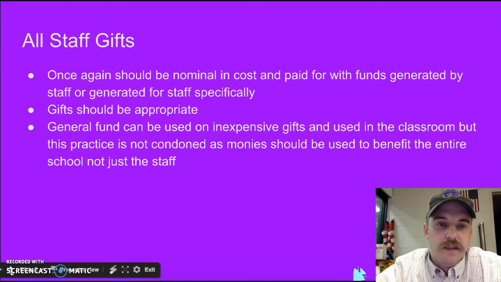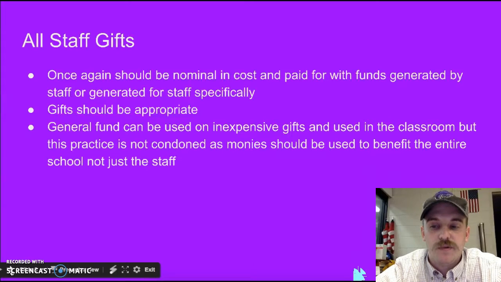All staff gifts. Once again, these should be nominal in cost and paid for with funds generated by staff or generated for staff specifically. Gifts should be appropriate. General fund can be used on inexpensive gifts and used in the classroom, but the practice is not condoned, as all monies should be used to benefit the entire school, not just the staff. When you say the whole school, that means students, staff, everybody combined.